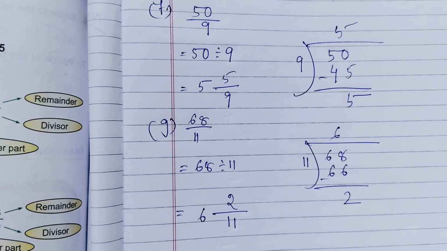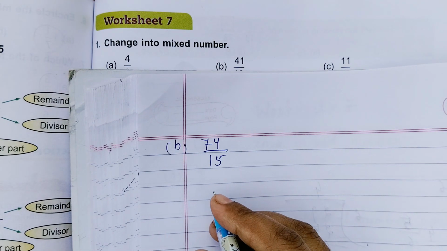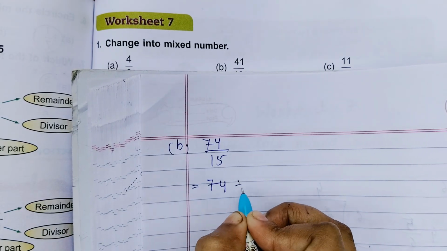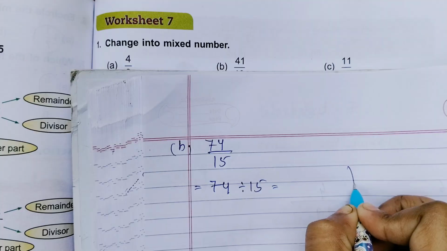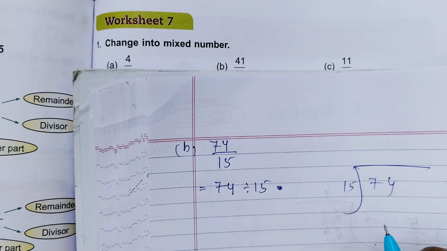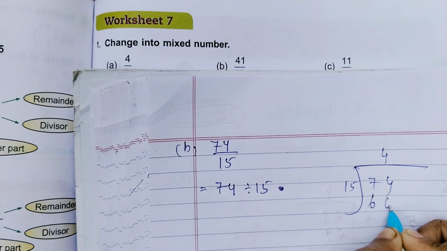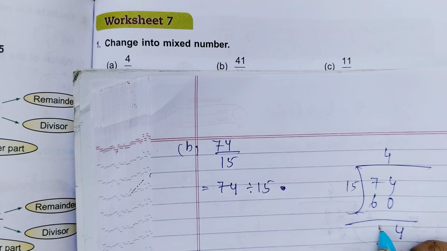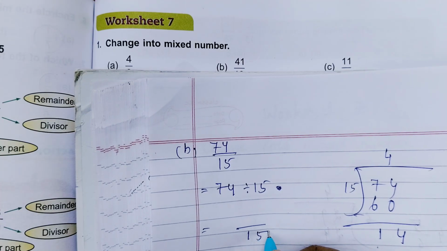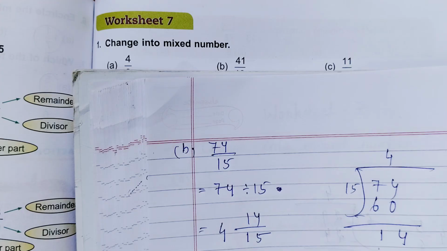Now we solve another, point H. 74 by 15. Now it can be written as a division sum, 74 divide 15. Now we divide it. 15 4s are 60. Then 74 minus 60 equals 14. Now it can be written 4 whole of 14 by 15.